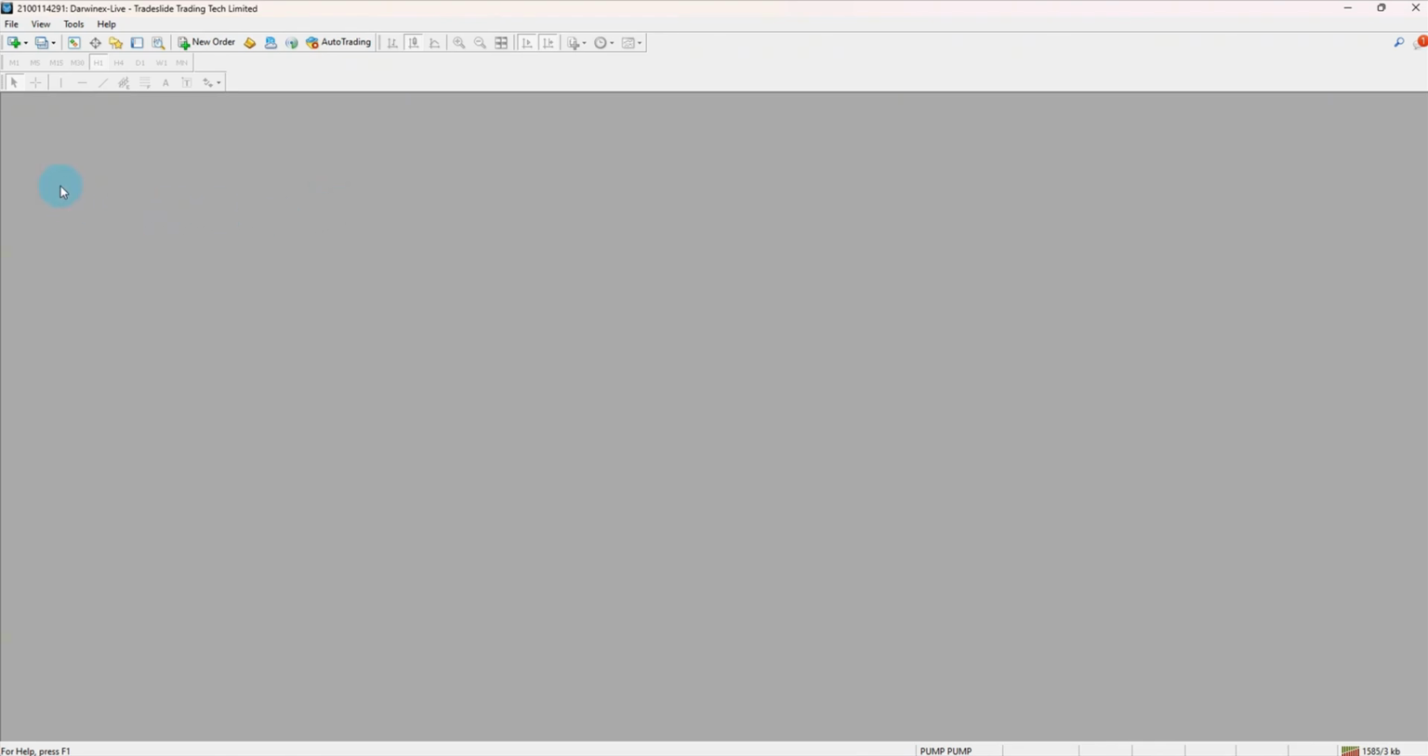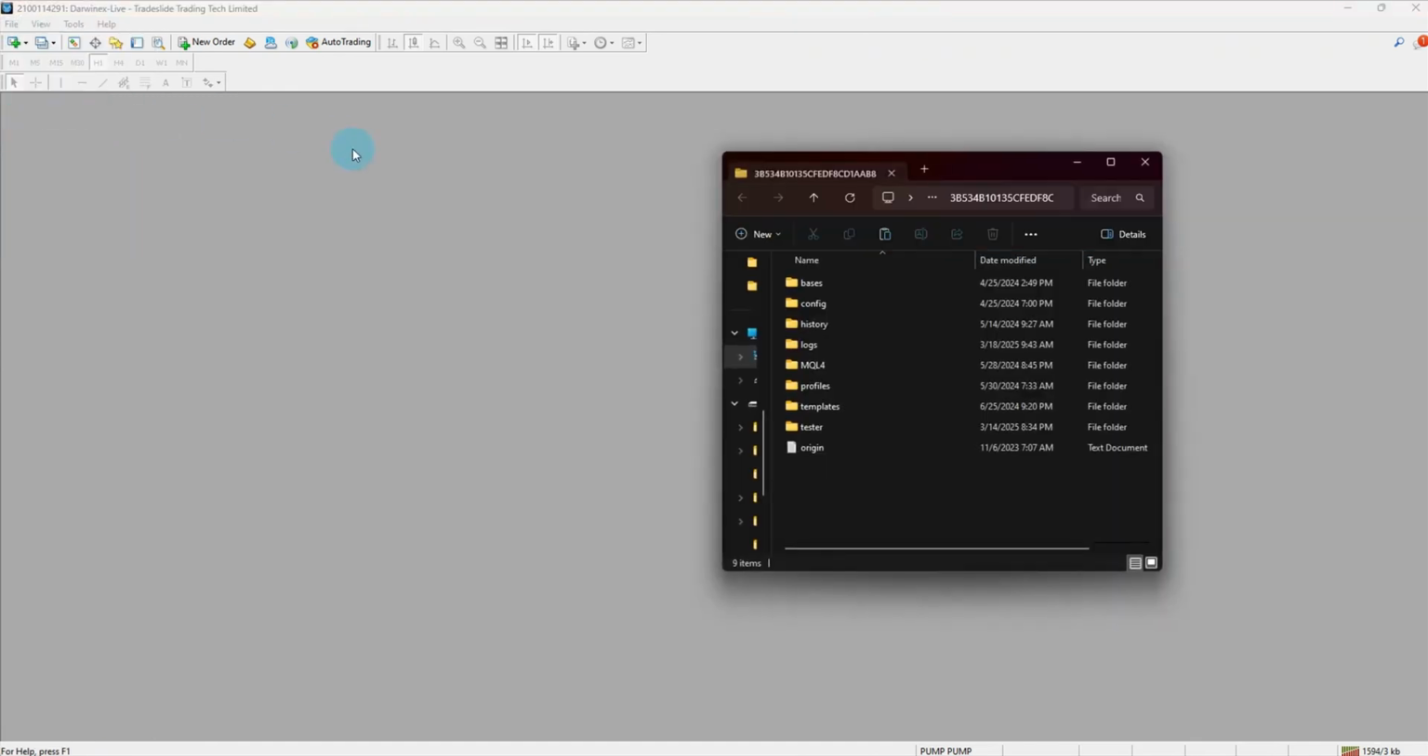So to install MT4 indicators, you need to open the File menu. Here you will find Open Data Folder. Open it, and you will enter MQL4, and reach the root directory of the MetaTrader 4 platform.